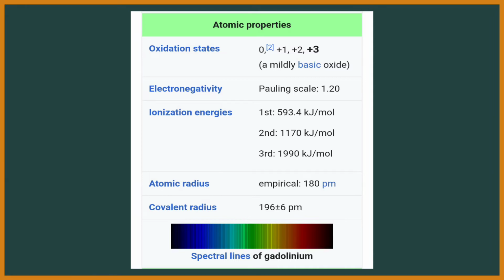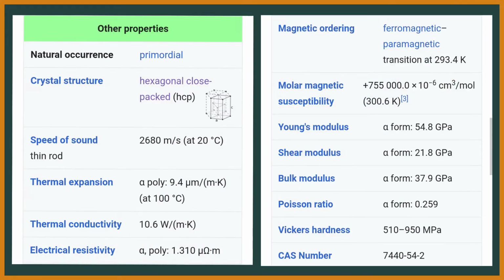Let's go on to the other slide, and here we can see the other properties of gadolinium: its natural occurrence, primordial; crystal structure, hexagonal close-packed or HCP; speed of sound 2680 meters per second at 20 degrees Celsius, thin rod; and thermal expansion, poly 9.4; and thermal conductivity 10.6 watts per meter kelvin.